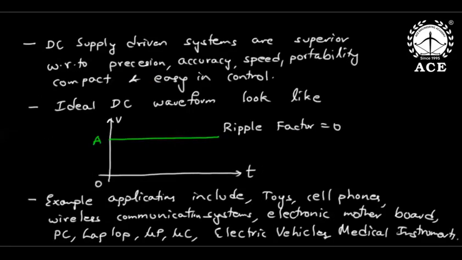Why is DC special even today? Because the systems driven by DC supply are precise, accurate, portable, compact, and easy to control. The ideal DC waveform looks like this, whose ripple factor is 0. All applications like our toys, cell phones, wireless communications, laptop, PC, microprocessor, all come under DC because it is so simple and the best waveform at signal level. So I also say the DC waveform is the best waveform at signal level. That is why electronic people like ideal DC.